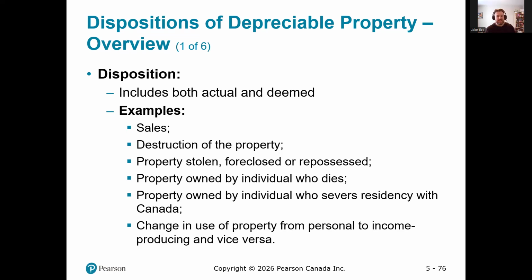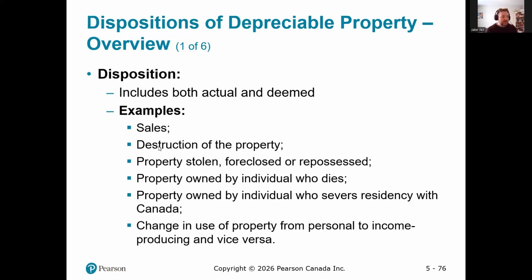Dealing with a disposition most commonly occurs when we sell an asset from one of our buckets, from one of our classes. So we sell an asset, we have to consider its effect for capital gains, recapture, terminal loss. But it's not only sales that can occur. This happens whenever there are actual or deemed dispositions. Let's say I have a machine in one of my classes and the machine broke or caught on fire. And in one way, it was just destroyed.